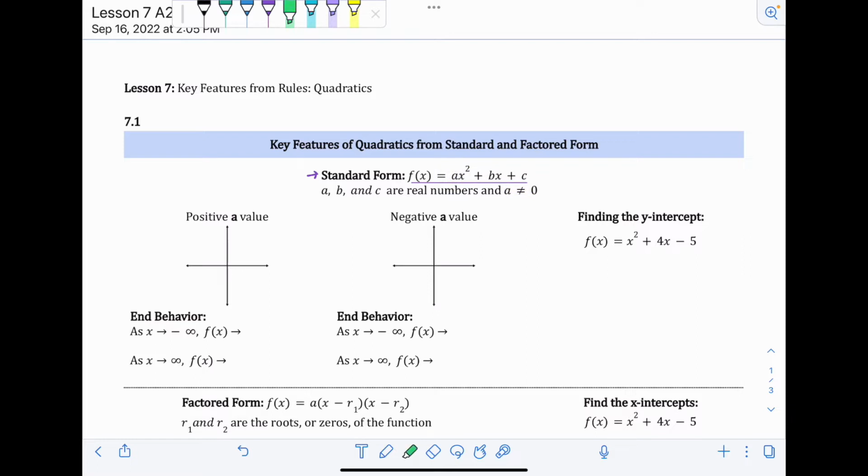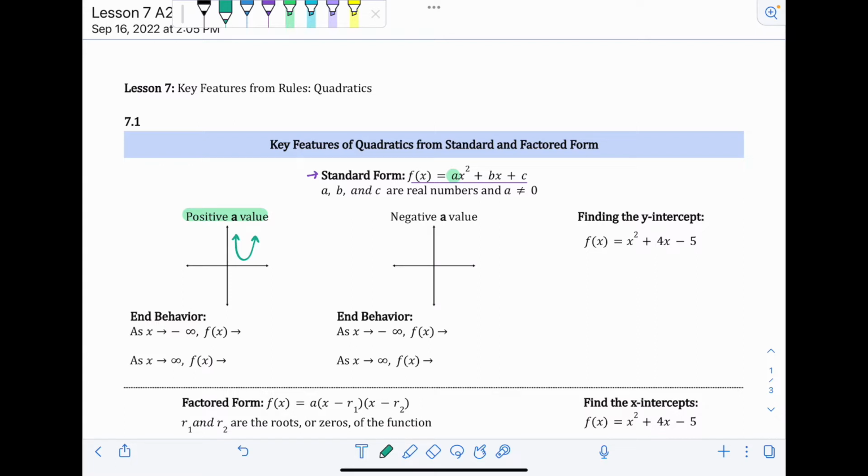So a is the lead coefficient. Whether it's positive or negative tells you if the graph is increasing or decreasing, and the direction that it opens, up or down, basically. So if you have a positive a value, that means that the graph is going to open up. So it could be anywhere on the coordinate plane, but it's going to open upward no matter what, if it has a positive a value. And then that also tells us what the end behavior is.